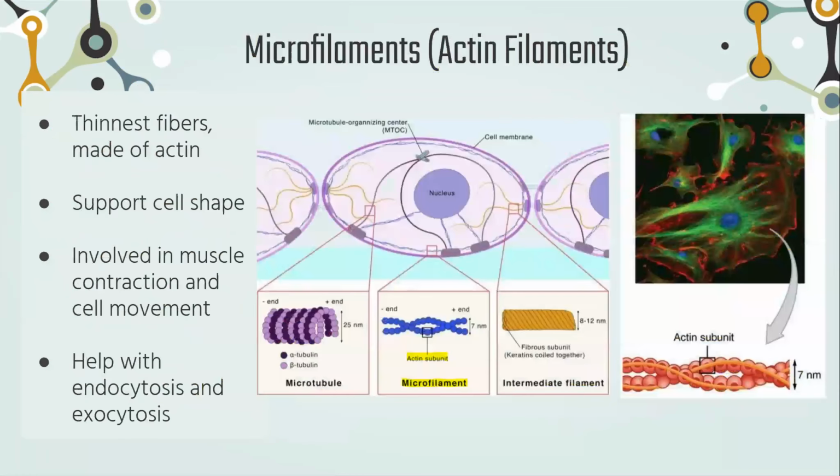The first type are called microfilaments or actin filaments, made up of actin as a subunit, and they're the thinnest fibers that are part of the cell cytoskeleton. They support cell shape, they're involved in muscle construction and cell movement, and they also help with things like endocytosis or exocytosis, things that are coming in and being pumped out of the cell. So if you look at this image right here, the red part shows the microfilament, and their basic building block is the actin subunit.